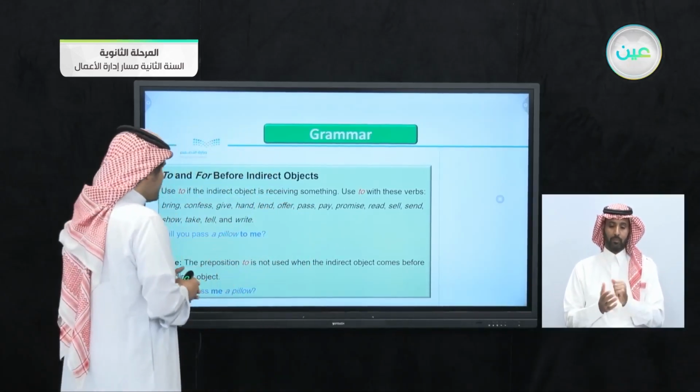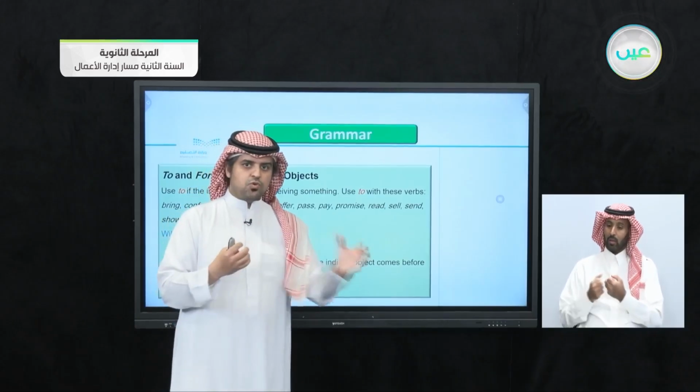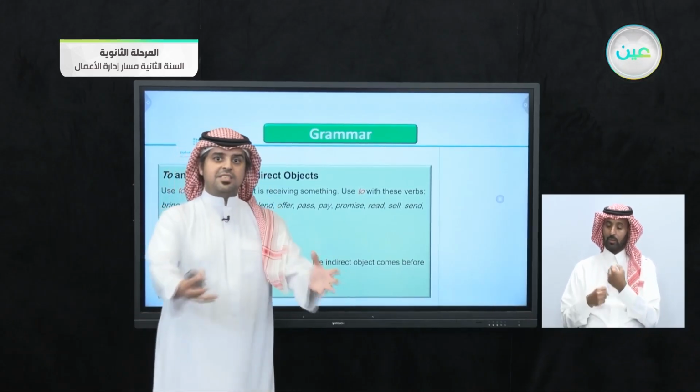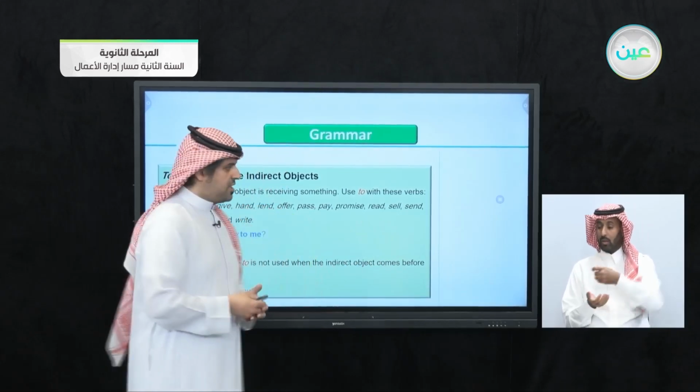We use 2 with these verbs: bring, confess, give, hand, lend, offer, pass, pay, promise, read, sell, send, show, take, tell, and write. For example, will you pass a pillow to me? So to me, I'm the indirect object. I'm receiving the pillow. Or can you pass the salt to me, etc.